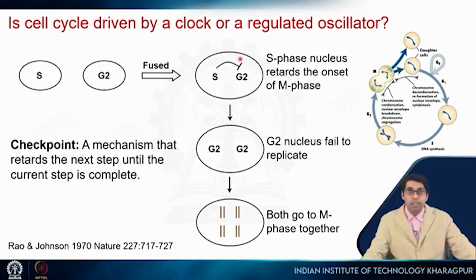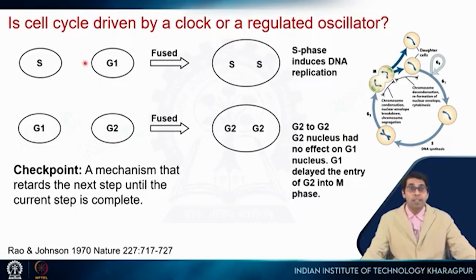So, there is some sort of check that only once both are in the G2 phase and all the DNA replication has happened, the cell goes into the M phase. They did other sets of experiments. Here they fused S with G1. In this case, G1 did not prevent the S phase, but the G1 nucleus went into the S phase very quickly. It means that there are factors in this cell which induced this nucleus to go into the S phase quickly.